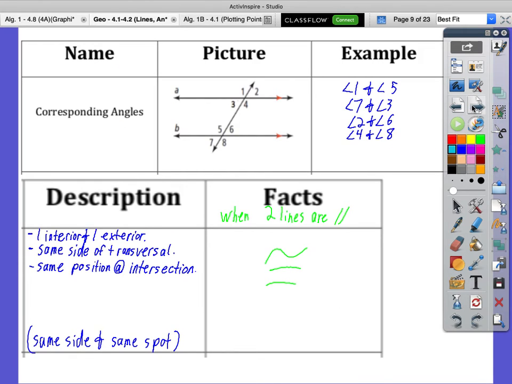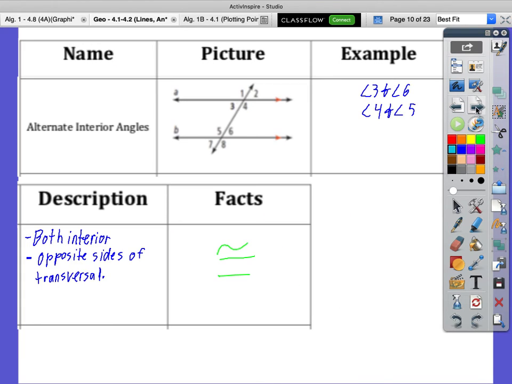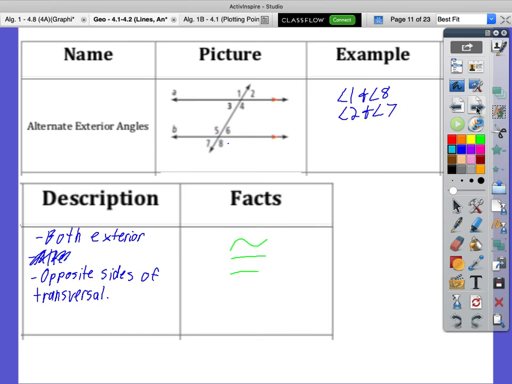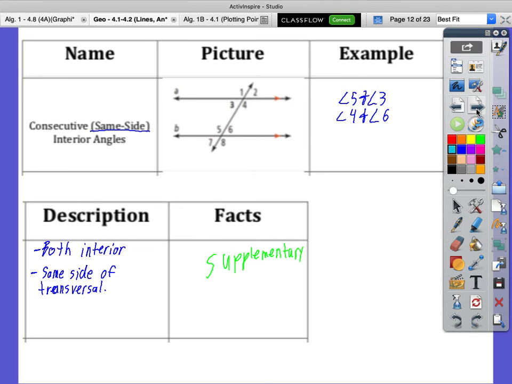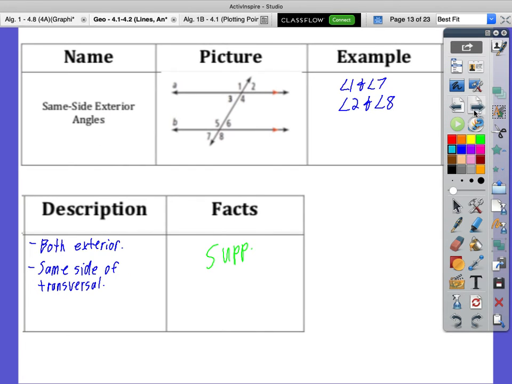Then we went through and we had this table. We talked about corresponding angles, alternate interior angles, alternate exterior angles, same side interior or same side exterior. And we said, hey, we have some examples, descriptions, and facts, but these facts are only true when what happens? The two lines intersected by the transversal are parallel. If these two lines are parallel, then yes, in fact, these are true.